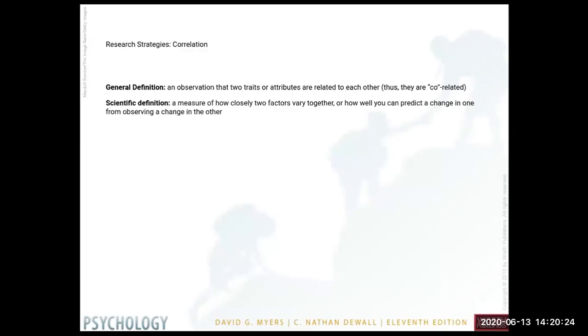The next type of research is called correlation. And remember, I used the term correlation does not imply causation. The general definition of a correlation is some sort of observation that two things, two traits, two attributes, we can use the word variables, things that vary, are related to each other. Thus, the amount that they are correlated. When we look at it from a scientific standpoint, it is a measure of how closely two factors vary together, or how well you can predict a change in one from observing a change in the other.